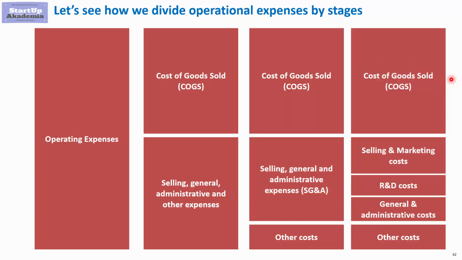So COGS remain the way they are, but you would have selling and marketing costs as a separate position, R&D costs as a separate position, and general and administrative costs also as a separate position. As you can see, we simply try to divide the costs by the stages where they occur. In the first one, we have production, or value of products if it's retail, versus others. In the last one, we have it fully by stages.